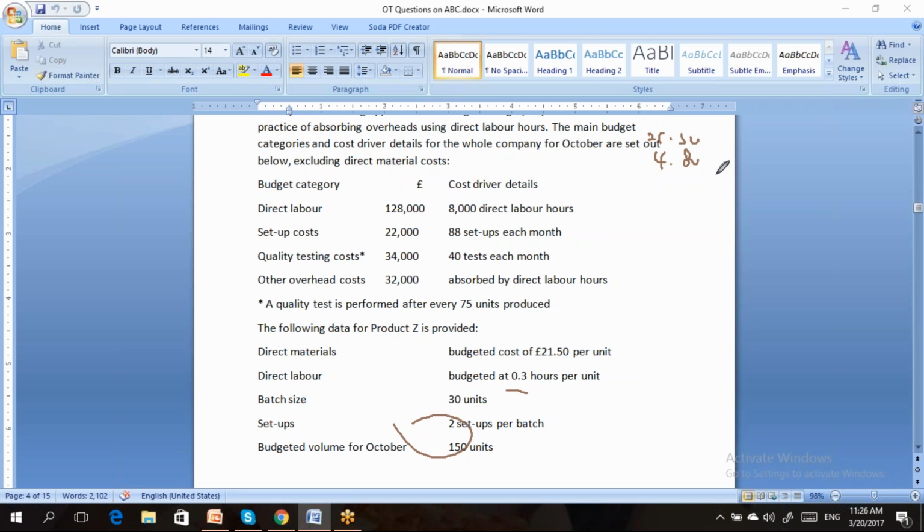Now, the overheads. For absorption costing, we don't split the overheads into setup and quality and all that. The entire thing is overhead.